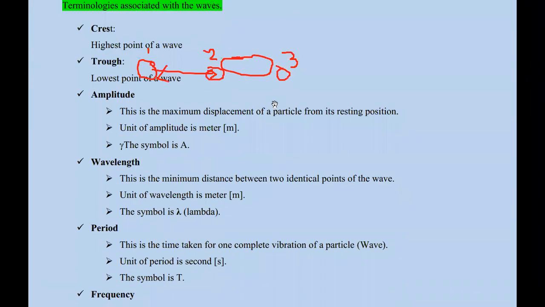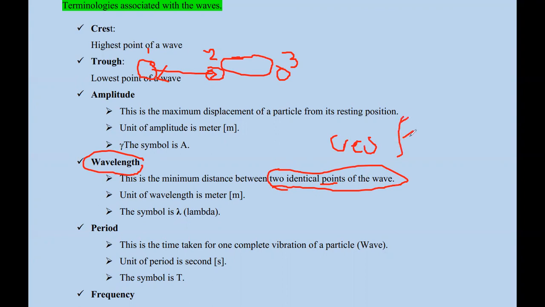This one, which is here. So this one here, we are saying that the wavelength is the minimum distance between two identical points. So if the points you're talking about are only the crest, then we have to consider consecutive crests. Yeah, we have to pick two crests.